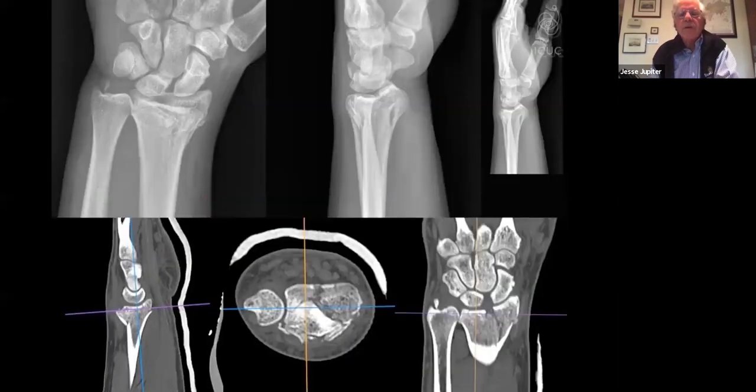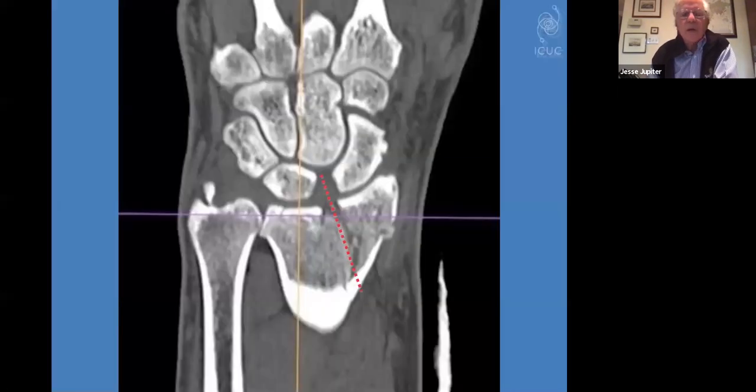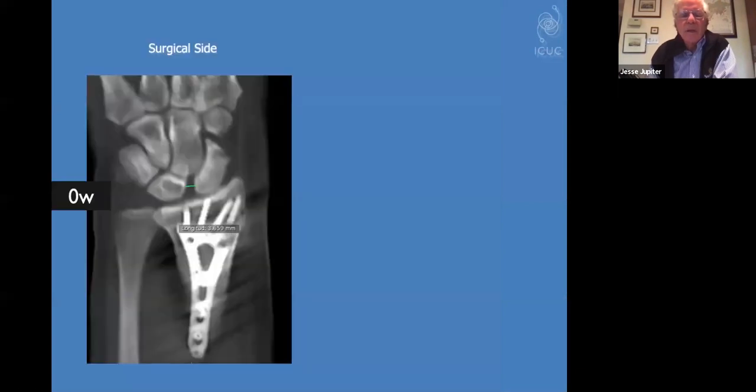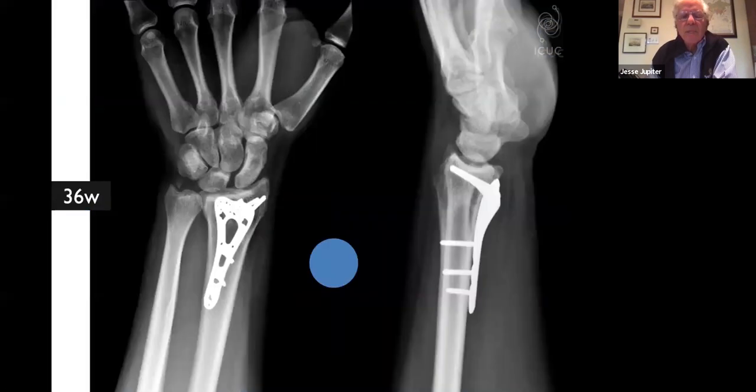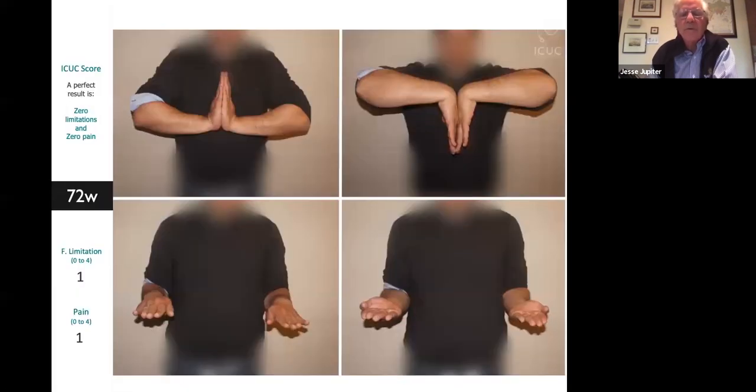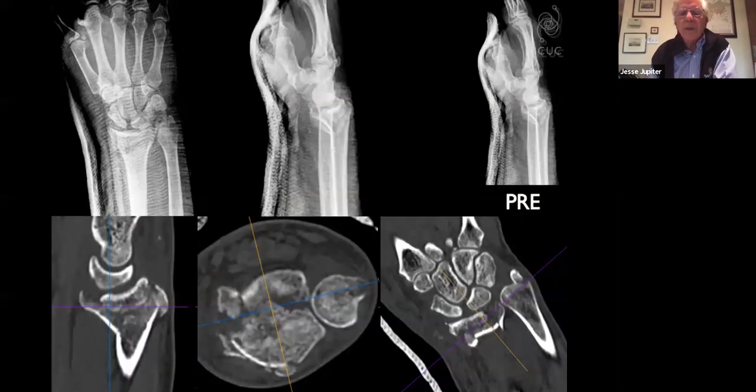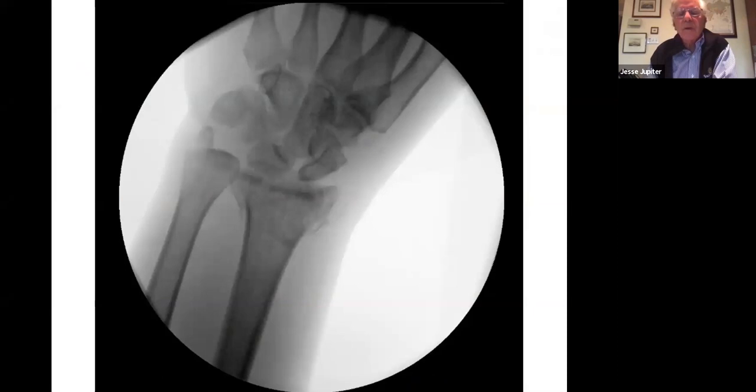But what about this patient? Very much the same. One thing to always remember is to X-ray the other side. So this is the CT scan. It was fixed because this was the other side, almost exactly the same scapholunate gap. And this is at 36 weeks, 72 weeks with a good function. Here's another patient. Here's the X-ray.